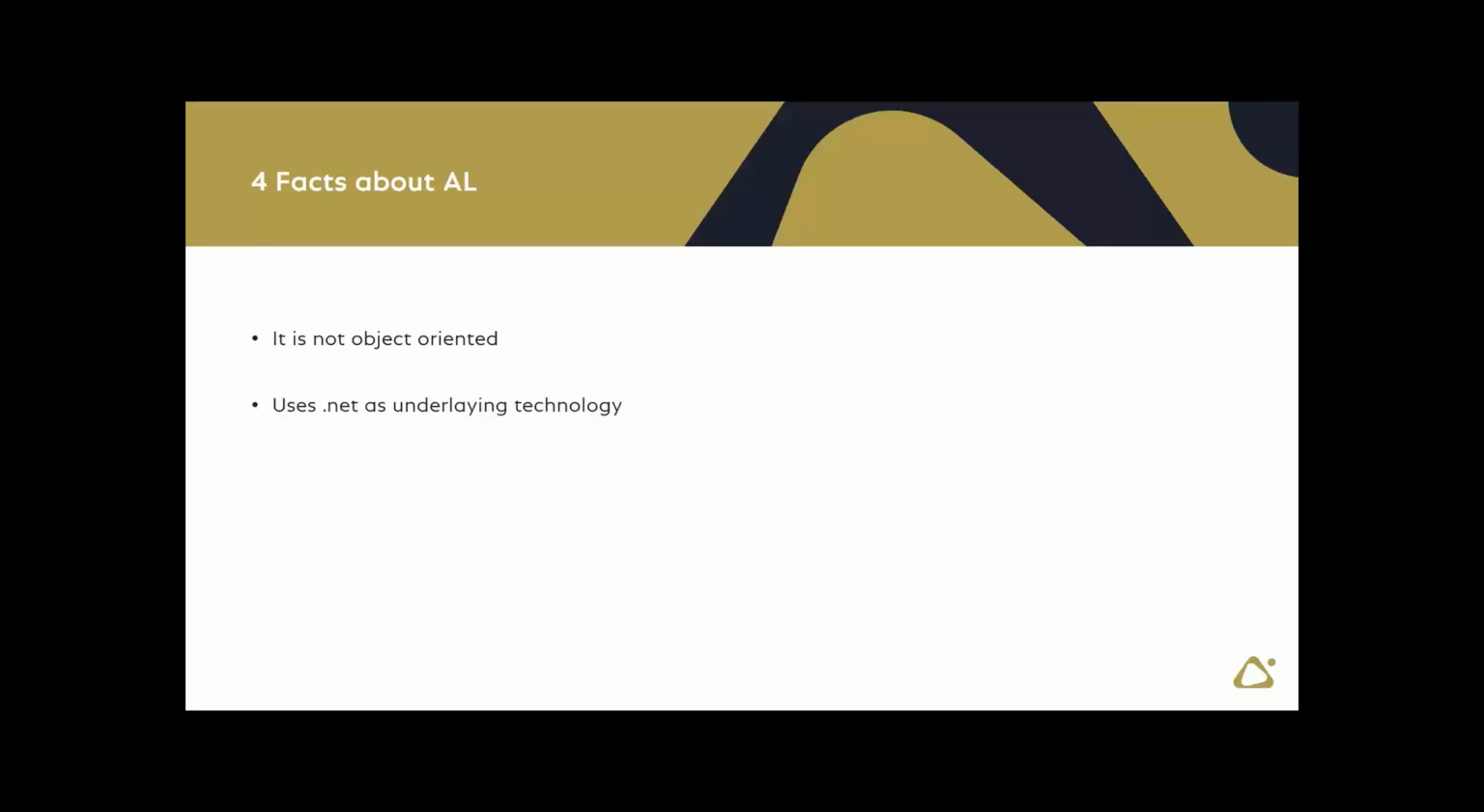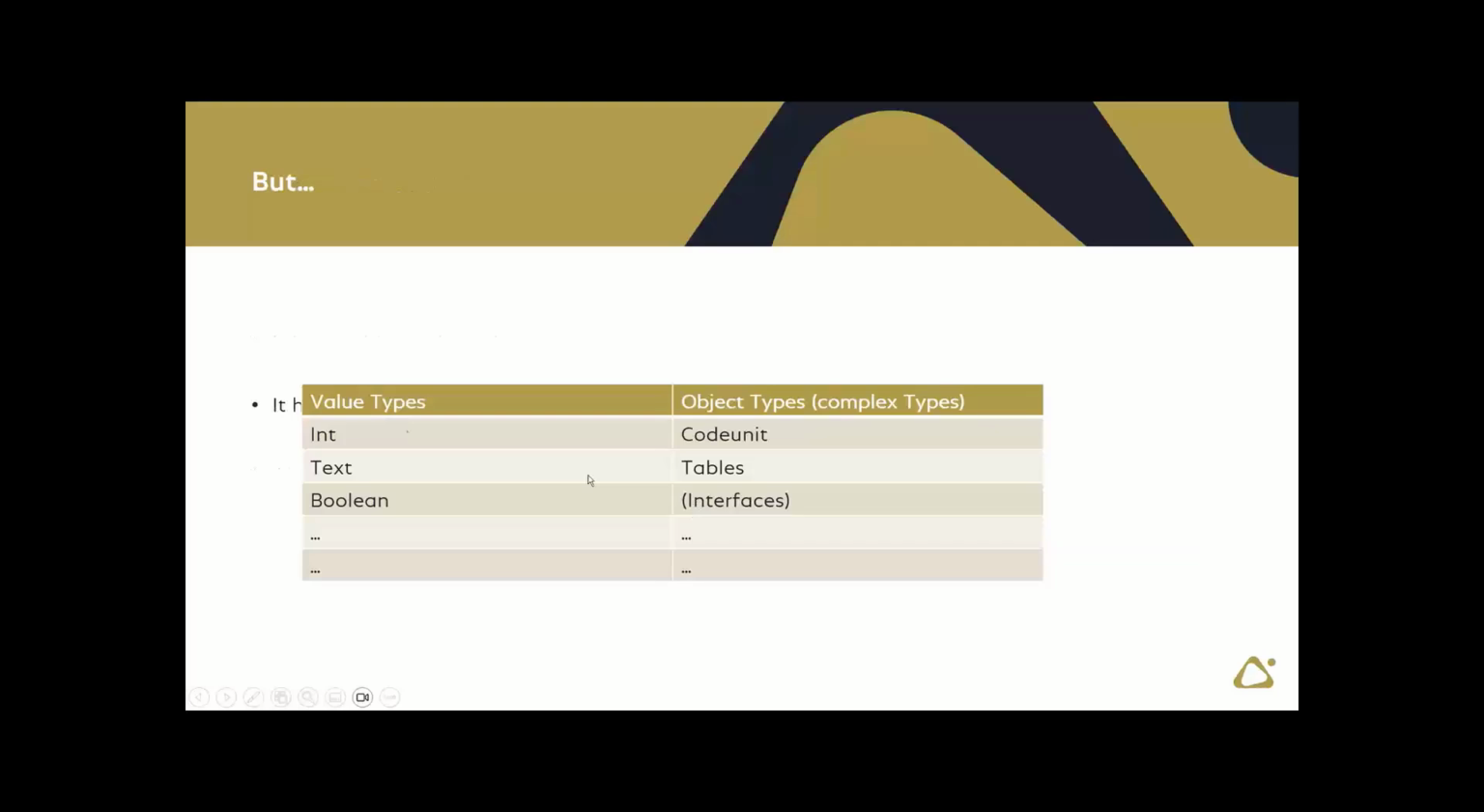But it uses .NET as an underlying technology, and .NET is fully object-oriented. And every AL code is translated into C# in the background. So it gets object-oriented at least at this point. And C# has value and reference types like every object-oriented language. So I think they moved something, but it's not relevant.